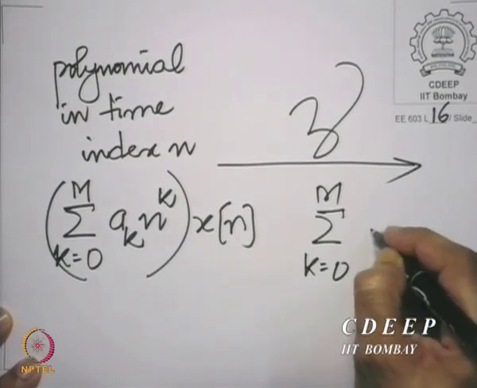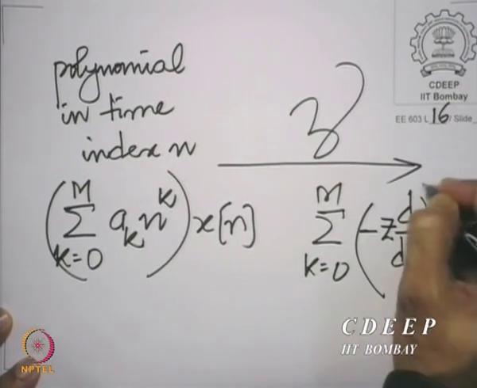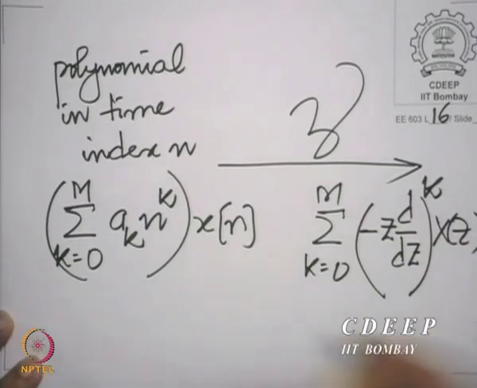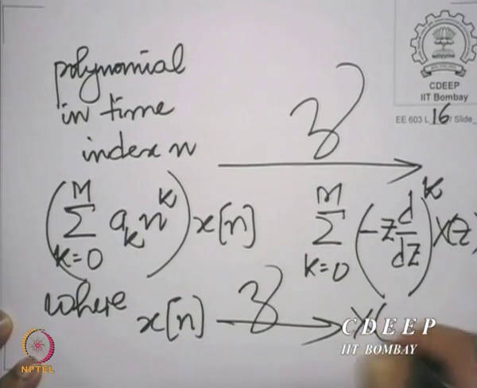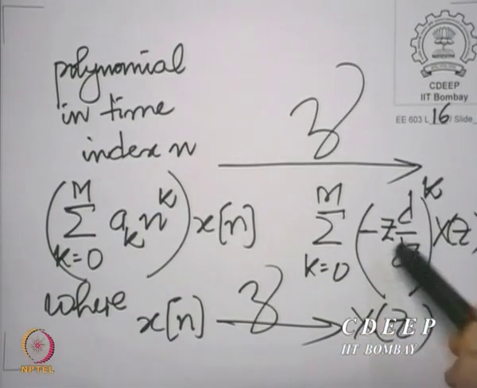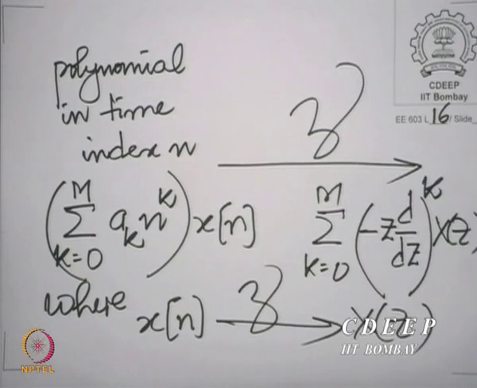Now, please note, we should interpret this carefully. What I am saying here, (minus z d/dz) to the power k, X(z). This means applying the operator: first take the derivative with respect to z and then multiply by minus z. Together, this should be treated as an operator. For example, if k is equal to 2, what you mean is take the derivative with respect to z, multiply by minus z, then take the derivative again with respect to z and multiply by minus z. So, apply the whole operator minus z d/dz twice. That is how one should interpret it.